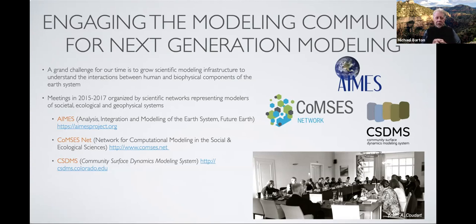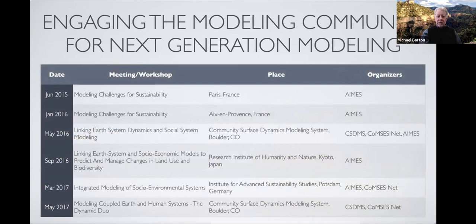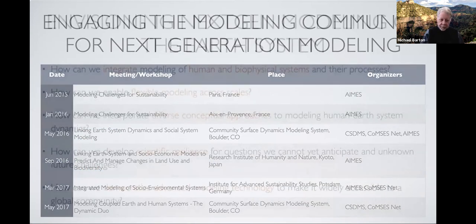And key players in organizing this were systems, AIMS, which is a section of Future Earth, its analysis, integration, and modeling of the Earth system, and ConsciousNet, the Network for Computational Modeling of Social and Ecological Sciences. And so we started and had a series of meetings in many interesting places in France, in Boulder, in Japan, Germany, back in Boulder again, right? But we tried to talk through and think through and envision what the future of modeling would be.